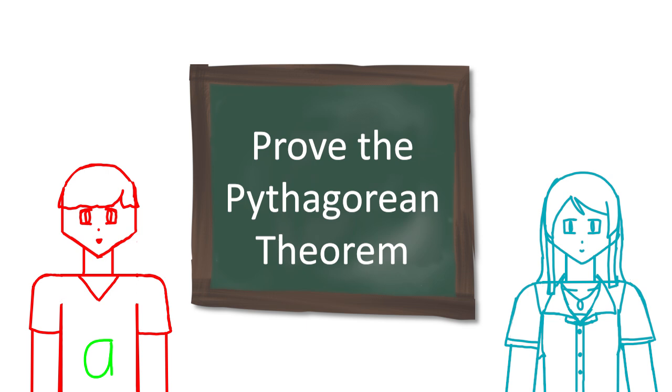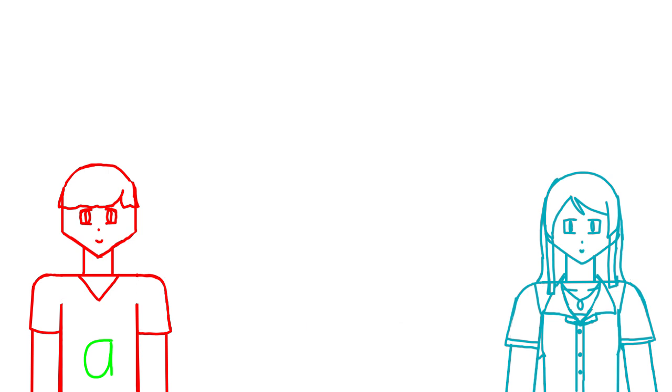Sounds simple enough, we just have to prove the Pythagorean theorem. A squared plus b squared equals c squared, right? That's easy. I'll get back to you after the intro. Yeah, I'll also be working on this.